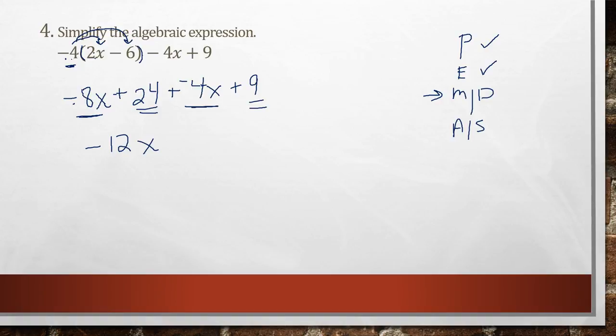And those are like terms as well, so we're going to add those up. That gives us positive 33. And then there are no like terms anymore, so this is our simplified algebraic expression. That's our final answer. All right, let's go on to the next question.